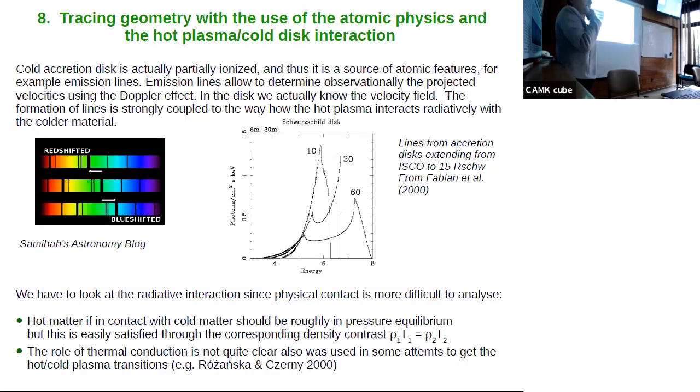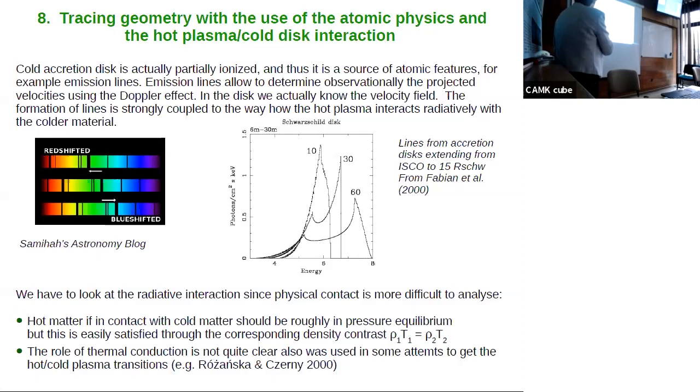So some hope to address this issue comes from the interaction between the cold disk and the hot flow. Because the advantage of a cold disk is that it's not totally ionized. And then this cold disk can be the source of emission lines, atomic features. And the advantage of atomic features is that if you have a narrow emission line and then the material moves, either Keplerian motion or anything, you can trace the velocity using the Doppler effect. And then you at least know what this cold medium is doing.